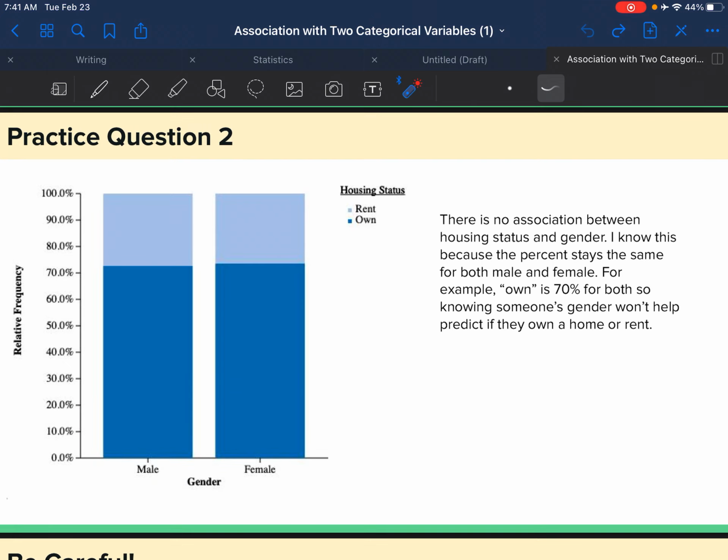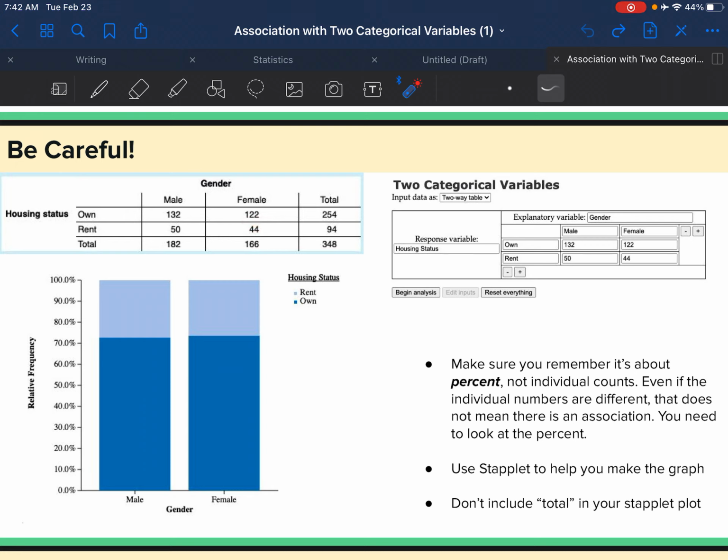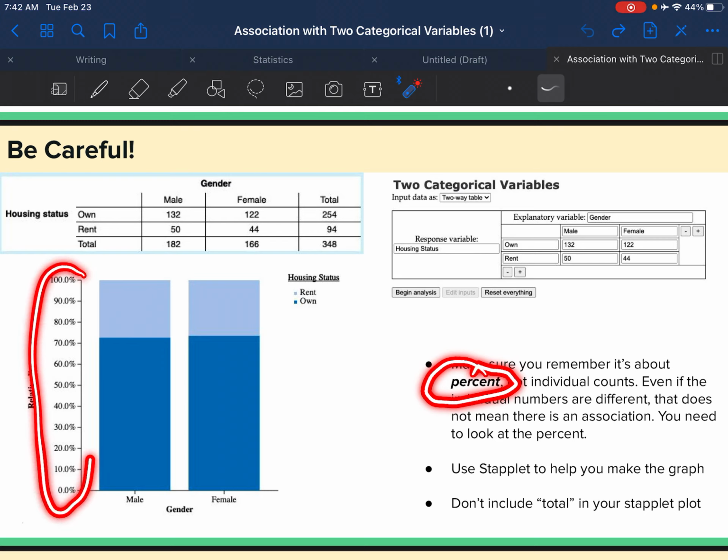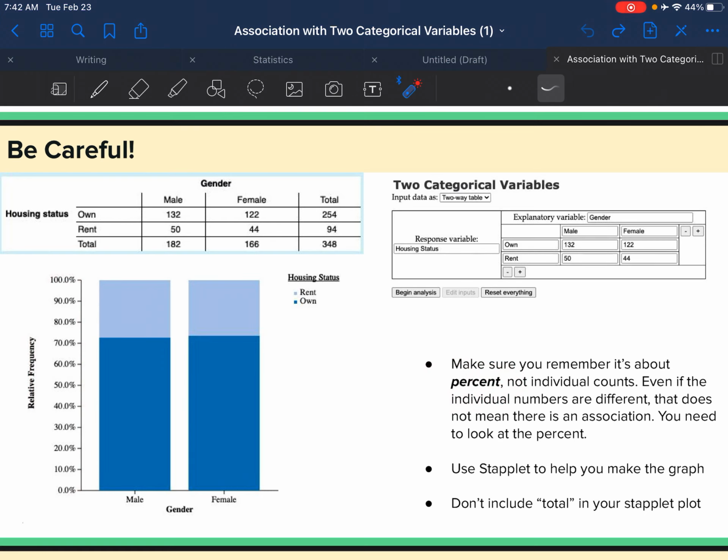One thing you want to be careful about is if you are given the data in a table like this, the numbers might be different, right? 132 versus 122. You might think, oh, more men own their house than women, so there's a relationship, there's an association. But you want to be careful because this is all about percent, right? It's not about the individual count. It's not about the value or the number. It's about the percent of the total.